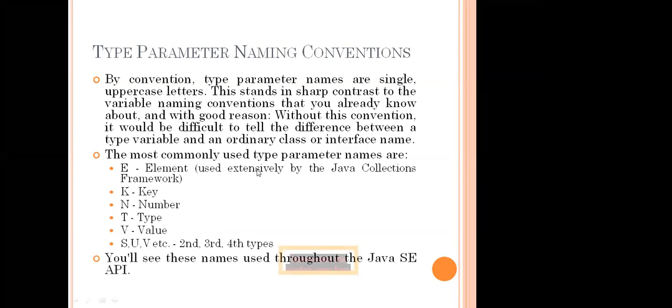So you will see these names are used in Java SE, the Standard Edition. What is API? Why are we using the standard Java API? What is the meaning of API? Application Programming Interface. Again, we are going to cover the concept of interface. Once the concept of interface comes, we will see all those things.